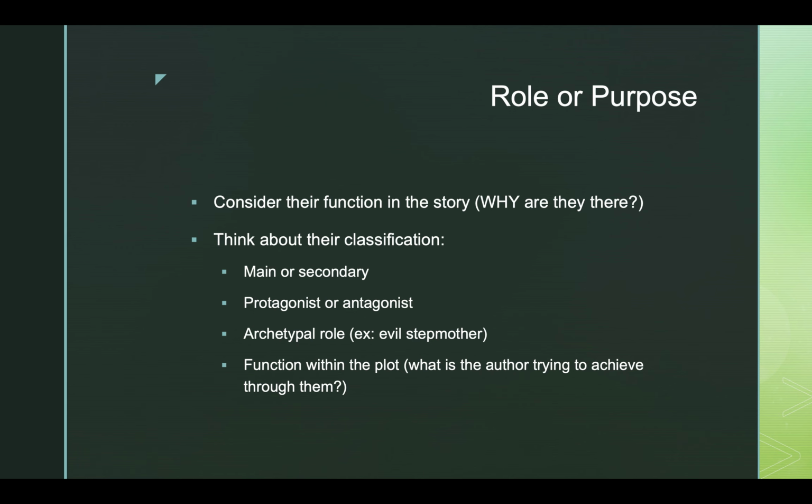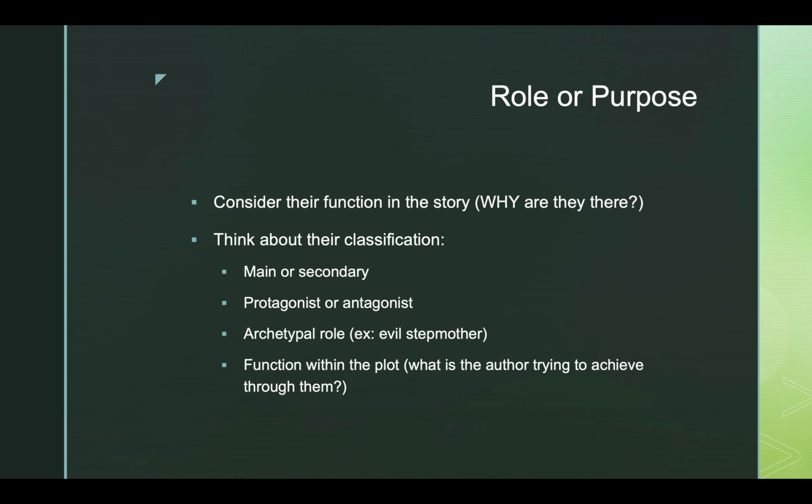You also want to think about their function in the story. You want to think about, why does the author have those characters there? There's always a purpose to them beyond just creating a good story. So you want to think about their classification. Are they a main or a secondary character? Are they a protagonist or an antagonist? Are they an archetypal role? For example, again, the evil stepmother. Or maybe the loony scientist, or maybe the knight in shining armor. All of these are archetypes that you've seen over and over and over again.